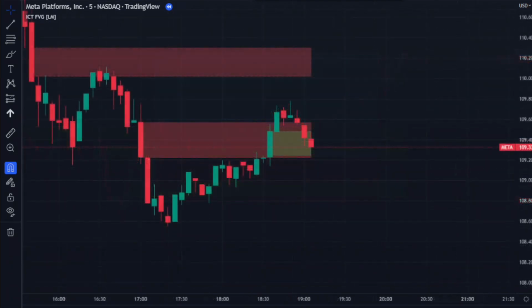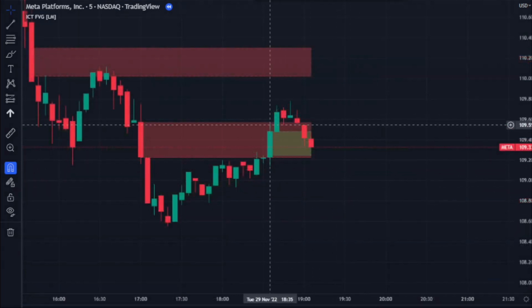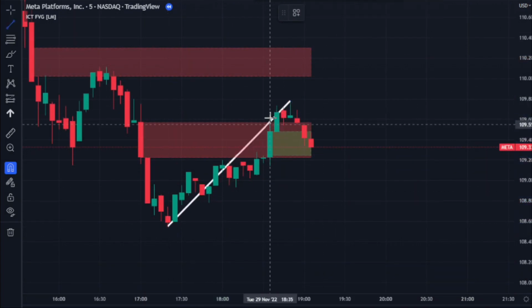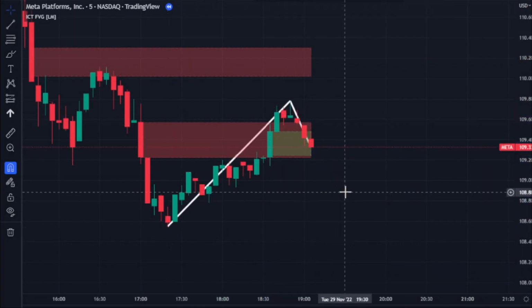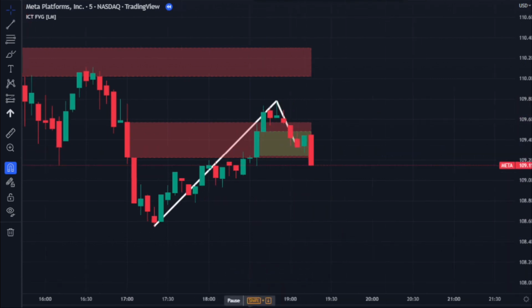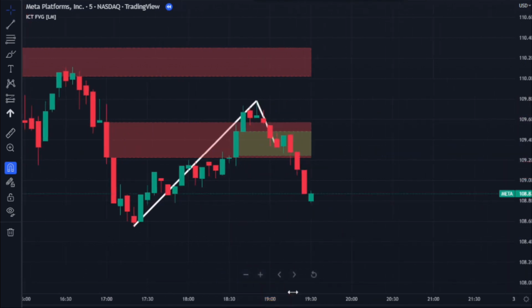Here we see another example where we could take a long trade. Remember that the important thing is that the candle enters the gap and then exits in the direction of our favor. Okay, as we have seen, the candles did not respect this condition. So we skip this trade and wait for the market to develop further and get a better signal.